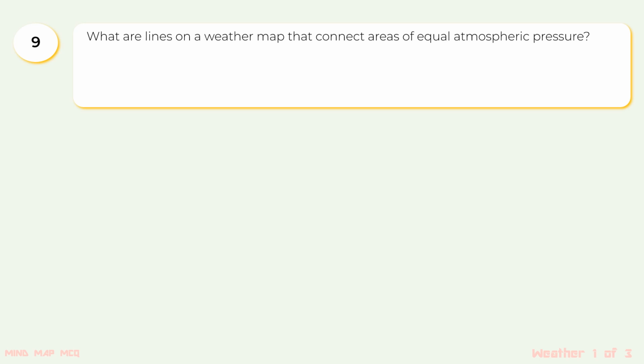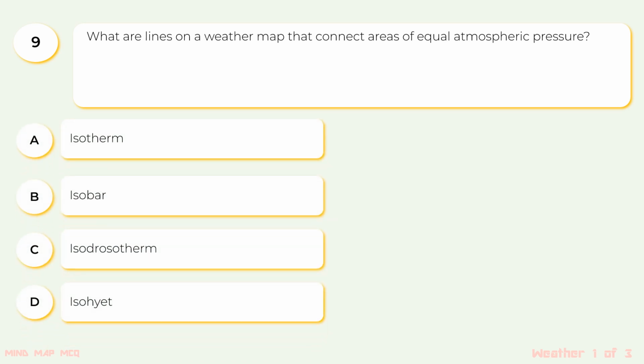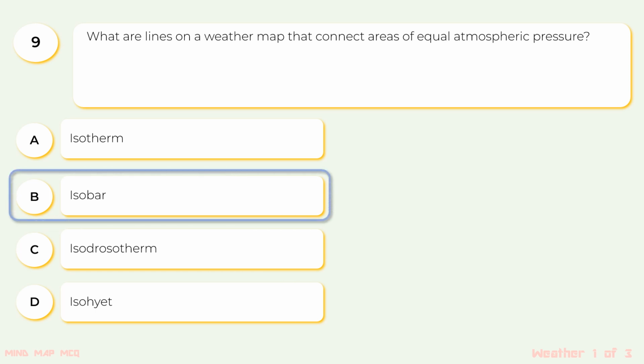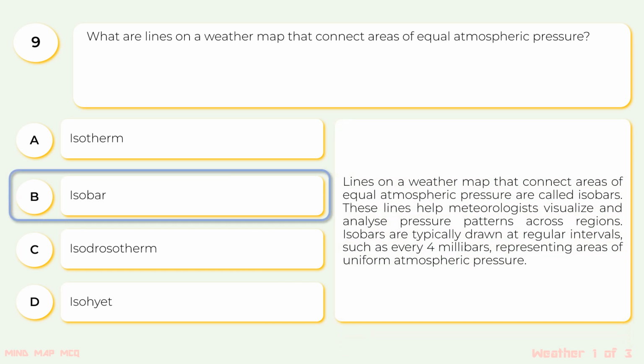9. What are lines on a weather map that connect areas of equal atmospheric pressure? The options are A. Isotherm, B. Isobar, C. Isodrosotherm, D. Isoheight. The correct option is B. Isobar. Lines on a weather map that connect areas of equal atmospheric pressure are called isobars.